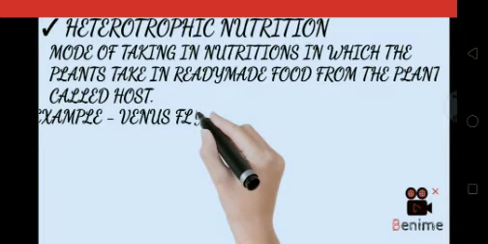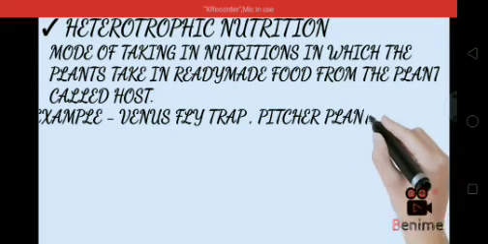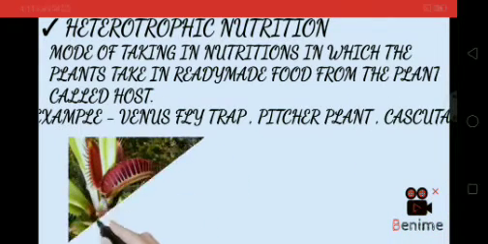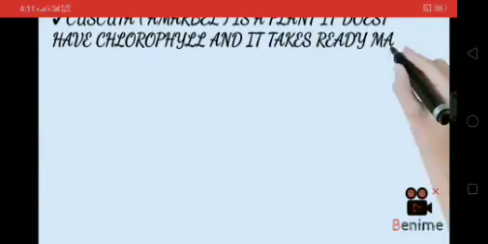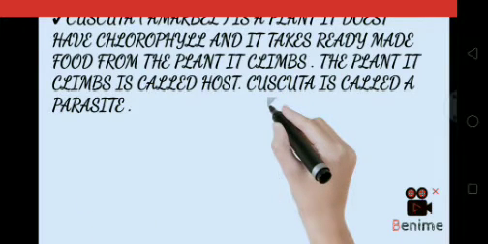The plants take ready-made food from the host, for example the Venus flytrap and the pitcher plant, and also Cuscuta. They don't do anything, they just take in ready-made food from the plants, and that plant is called the host. Now what is Cuscuta? Cuscuta is a plant that doesn't have chlorophyll and takes all its ready-made food from the plant it climbs. The plant it climbs is called the host, and Cuscuta is called a parasite.